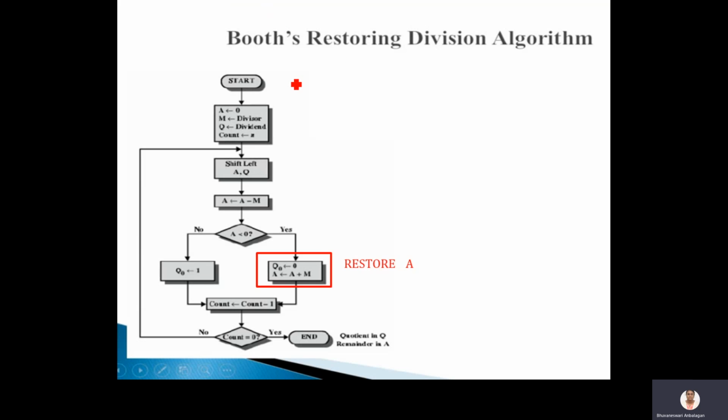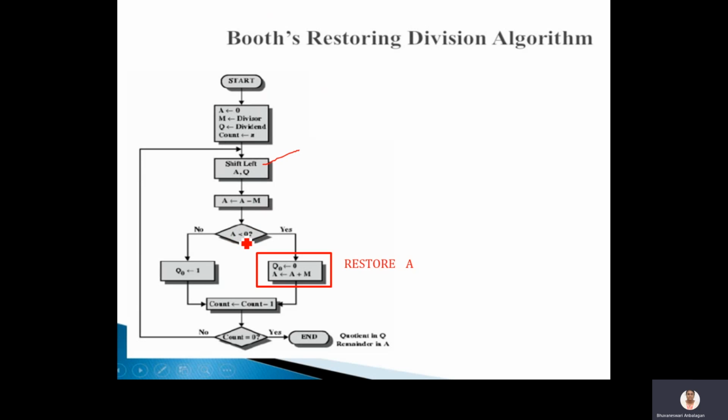This is the algorithm of the restoring division method. So we are going to initialize these values, and first we have to perform the shift left operation. Unlike multiplication which involves shift right, here we are going to apply shift left operation, and then we are going to subtract M from A and store it in A, and then we are going to check whether A is less than 0.